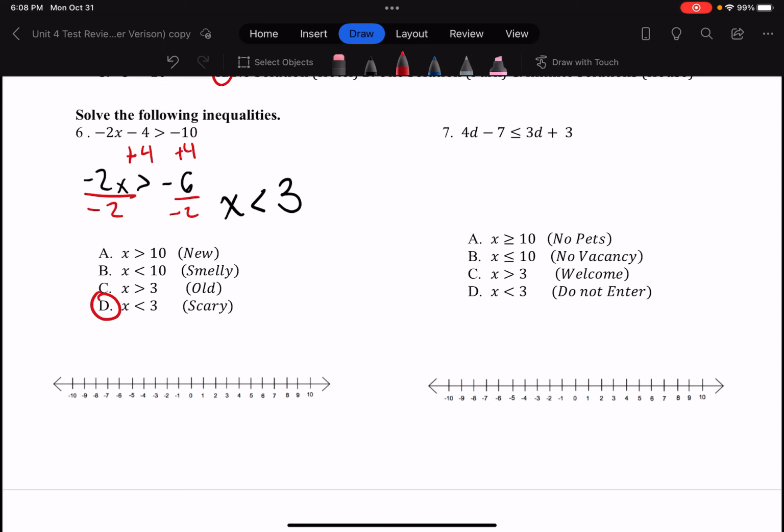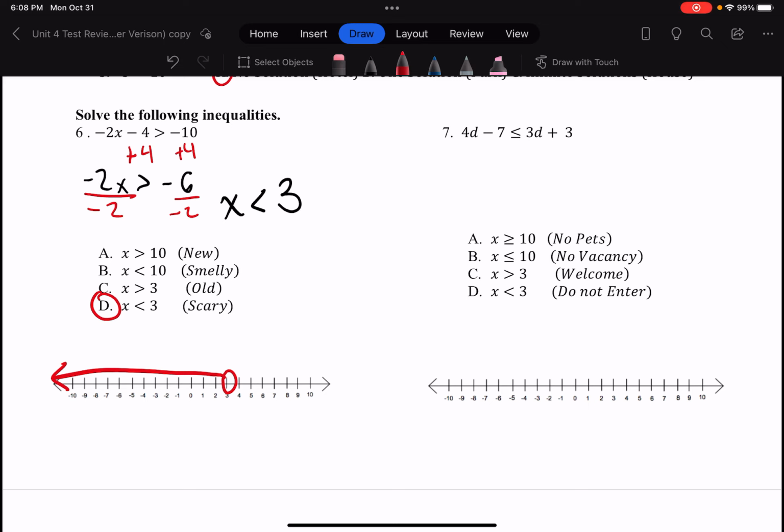So this will be an open circle at the value of 3, facing to the left because I want all of my solutions less than 3. And guys, remember, when I'm solving inequalities, I'm going to have an infinite amount of solutions because this is going to be a range of solutions now, not just a single solution.